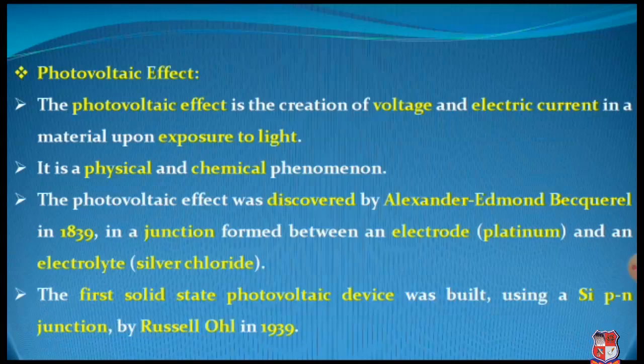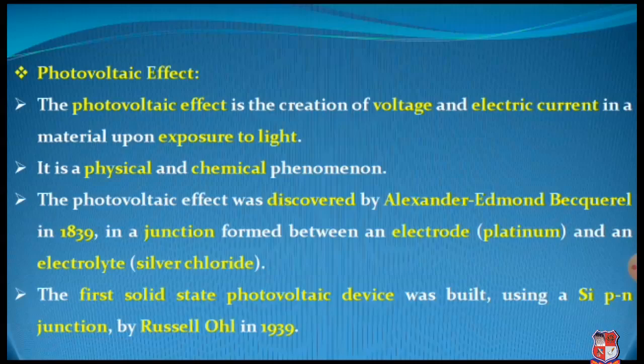When you expose the material to light, and the light is incident on it, some amount of light energy will be stored by the material, as we all know, and the remaining energy will be dissipated in the form of heat. The stored light energy can be utilized to generate voltage and electric current inside the material. So this is a combination of physical and chemical phenomena.